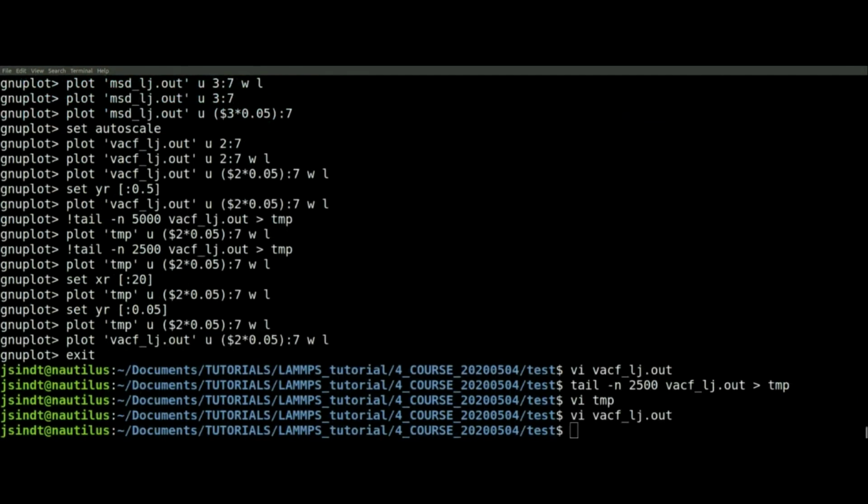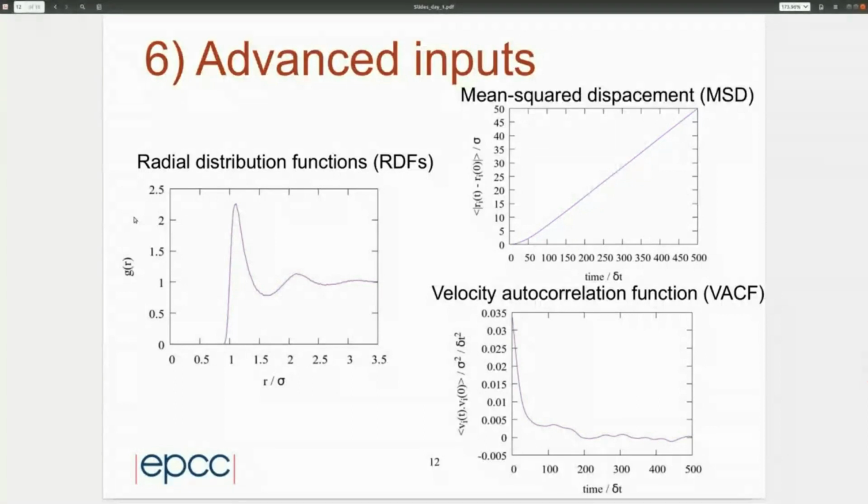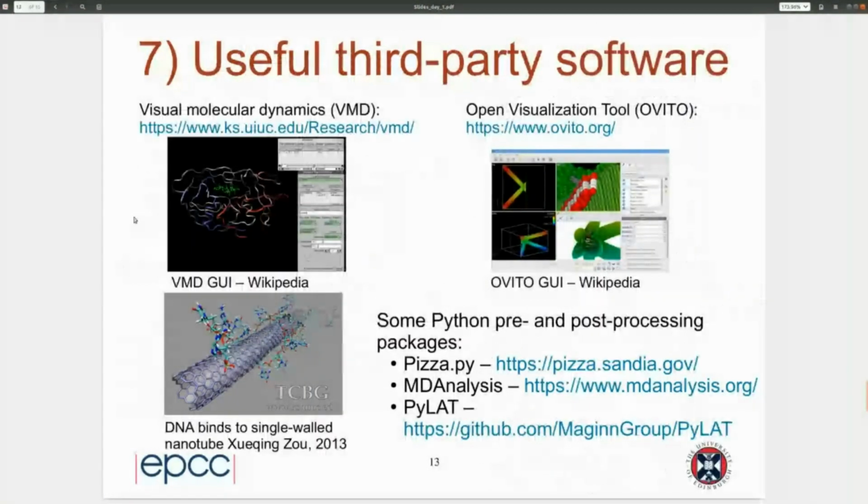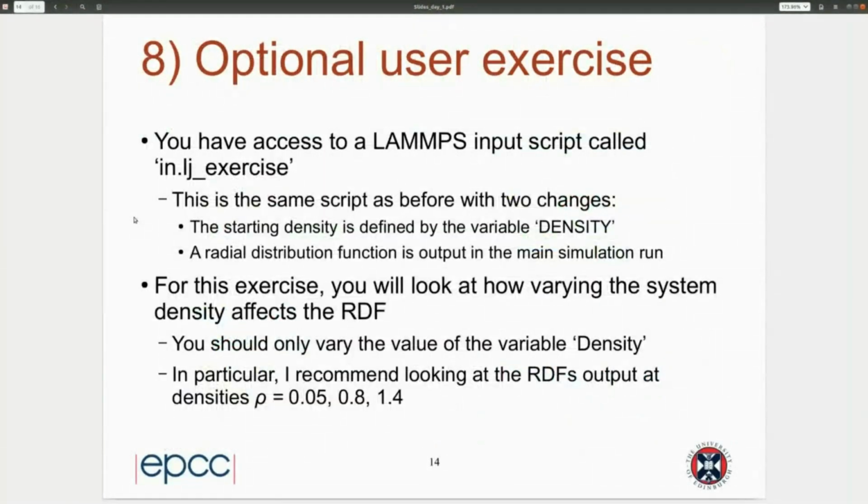So with that, I've talked about these advanced inputs. Here are again the same graphs that I showed you guys now with units. These are included in the slides. I've talked about the useful third-party software, and I quickly wanted to mention, if you guys are interested, there is a directory.